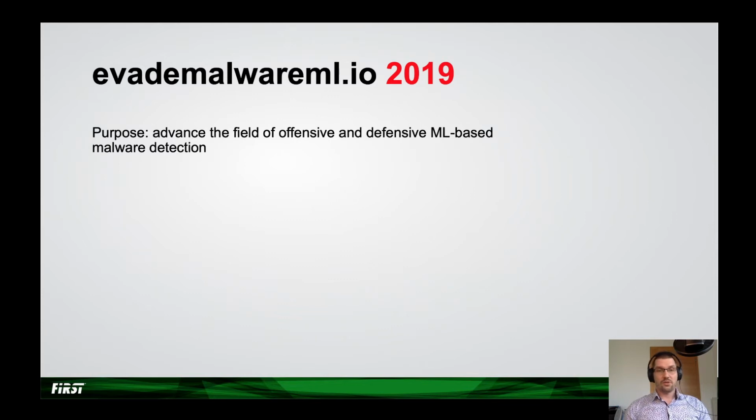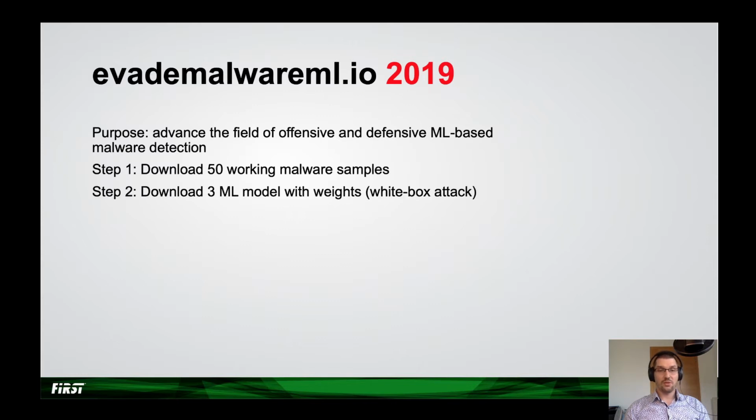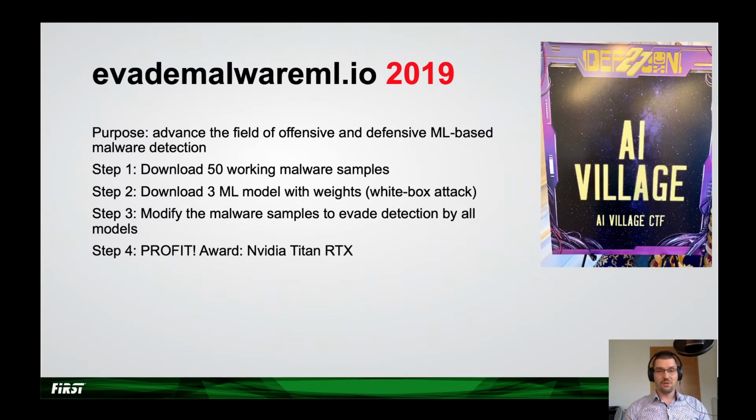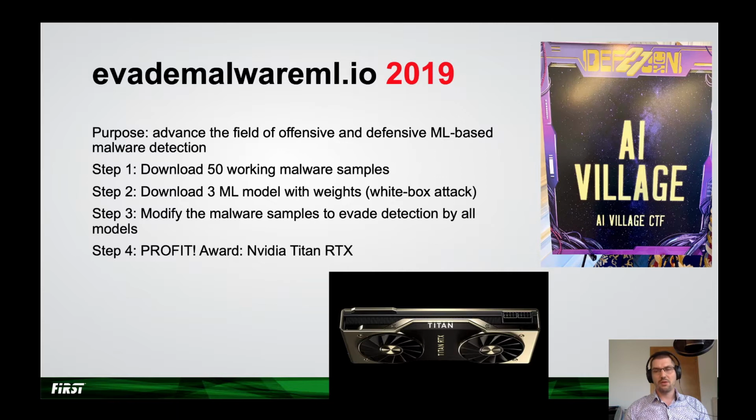2 years ago, we started this competition, and the purpose was to advance the field of offensive and defensive machine learning based malware detection. Step 1 was to download 50 working malware samples for all the contestants, and they also had to download the free machine learning models with their weights. So this was basically a white box attack. Then they had to modify the malware samples to evade detection by all models, and if they were lucky, then they could win this NVIDIA Titan RTX GPU. And the whole competition was announced at DEF CON 17 AI Village.